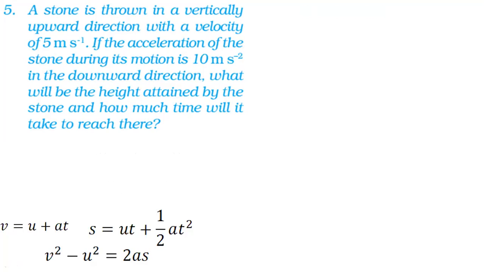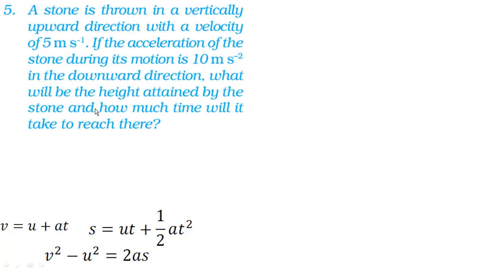A body is thrown and they are saying calculate the answers. A stone is thrown in vertical direction with velocity 5 meter per second. So we already know this is the initial velocity, and the final velocity should be taken as 0, because this is a body which is thrown upward, against gravity. Now they are saying the acceleration during its motion is 10 meter per second square. But you already know this body is thrown vertically upward, so we have to take this 10 value as negative. We cannot take it positive.